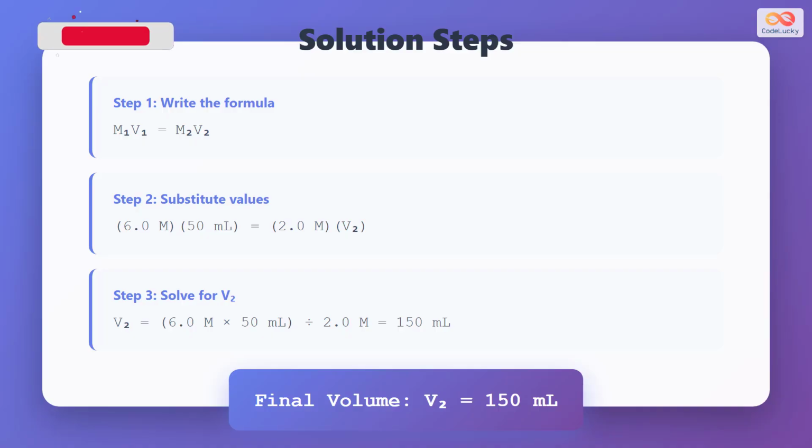Here's how we solve this problem step by step. Step 1, write down the formula M₁V₁ equals M₂V₂. Step 2, substitute the known values into the formula. 6.0 molar times 50 milliliters equals 2.0 molar times V2. Step 3, solve for V2. We calculate 6.0 times 50, which gives us 300. Then we divide 300 by 2.0, which equals 150 milliliters. So the final volume, V2, is 150 milliliters. But wait, we're not done yet.